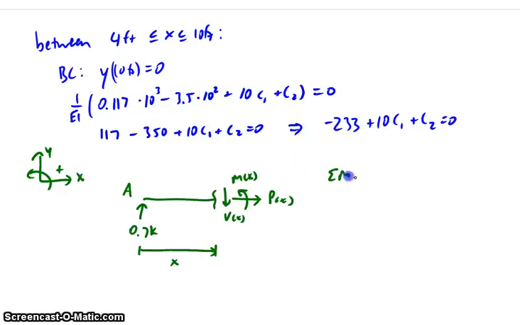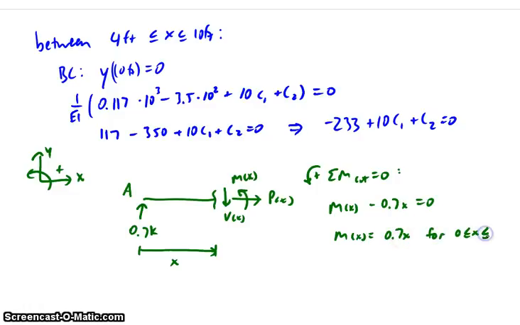Again, we'll sum moments about the cut and set that equal to 0. Therefore I have M of X minus 0.7x equals 0. And so our moment function is 0.7x for 0 ≤ x ≤ 4 feet.